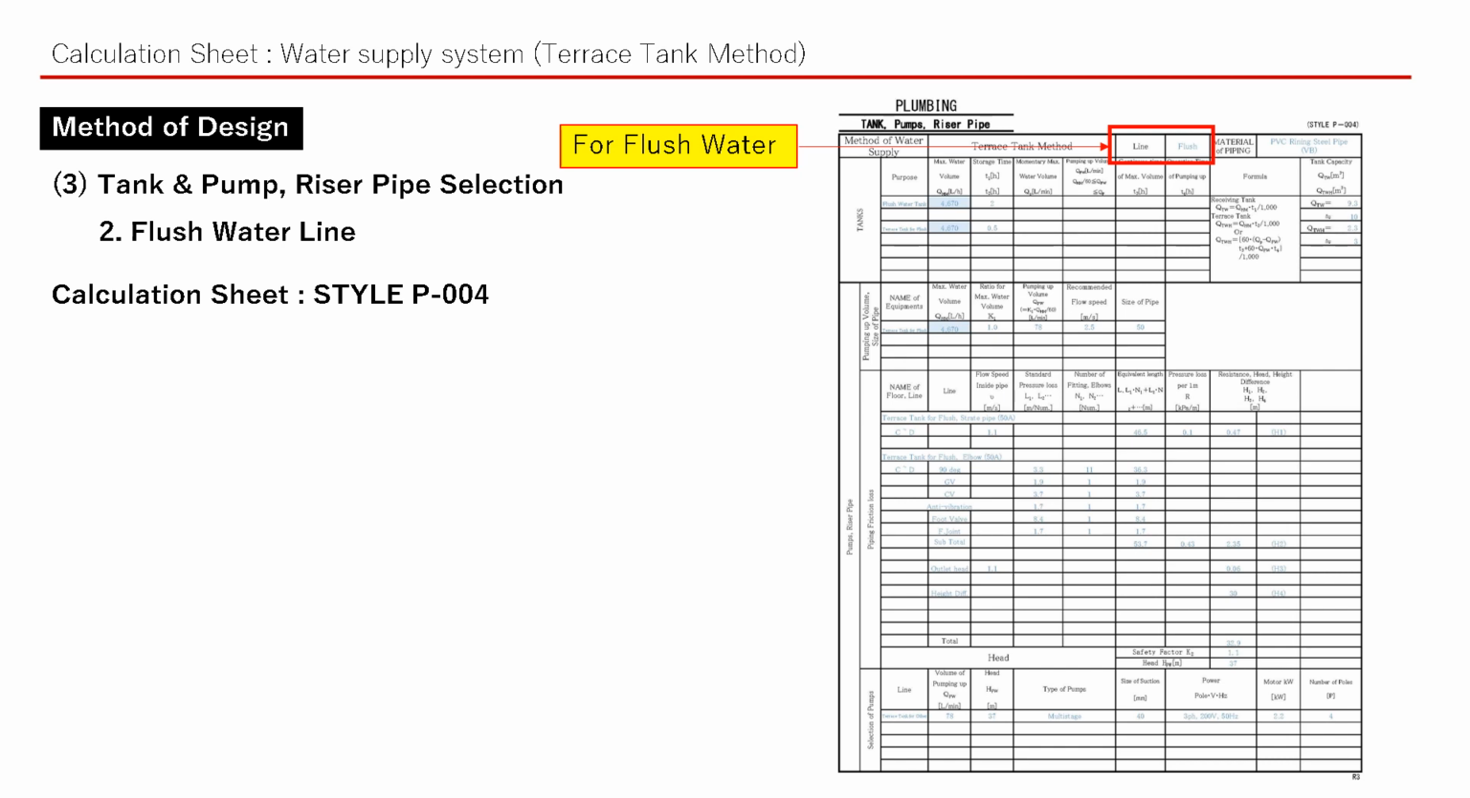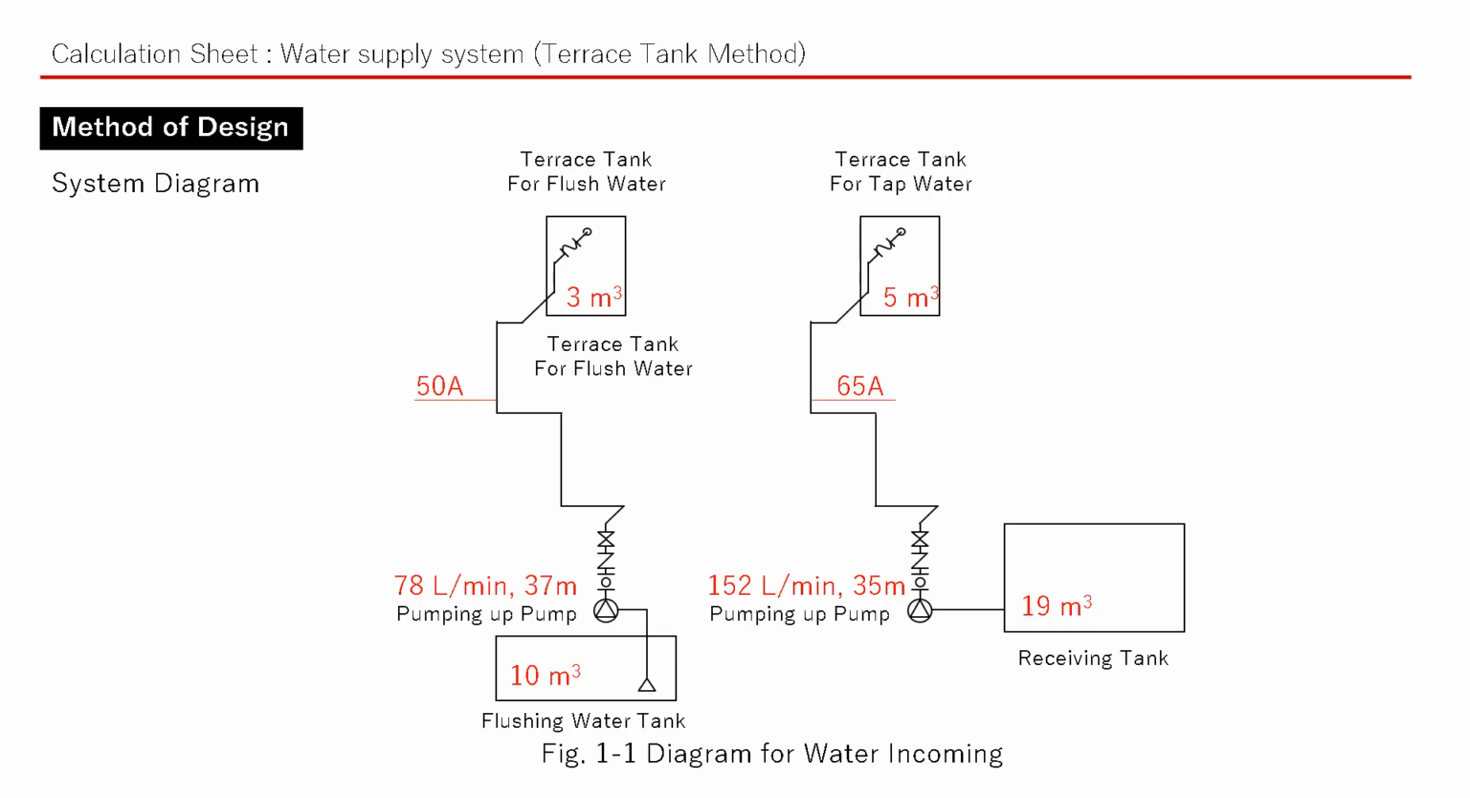OK. Completed selection for tap water. Flush water line also is to be prepared by the same method. From this calculation results, we could obtain each size as follows in red.